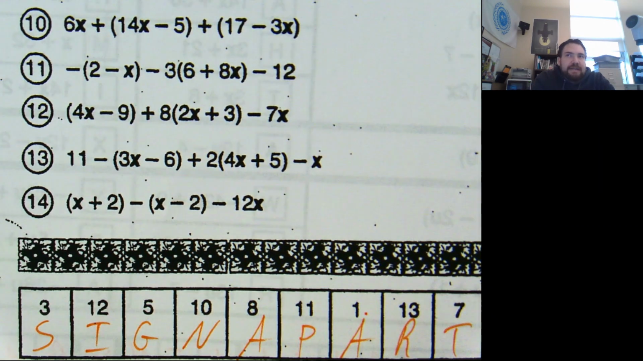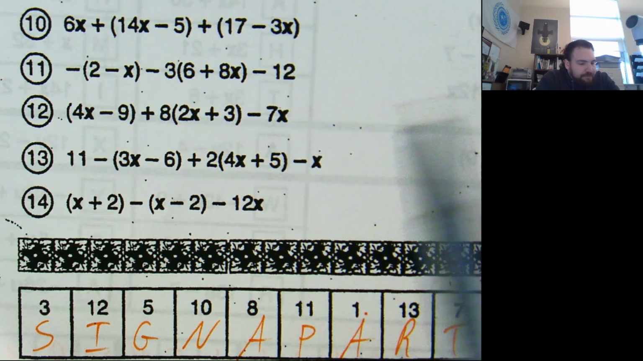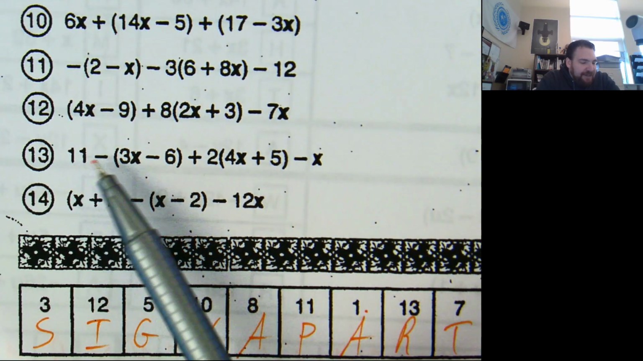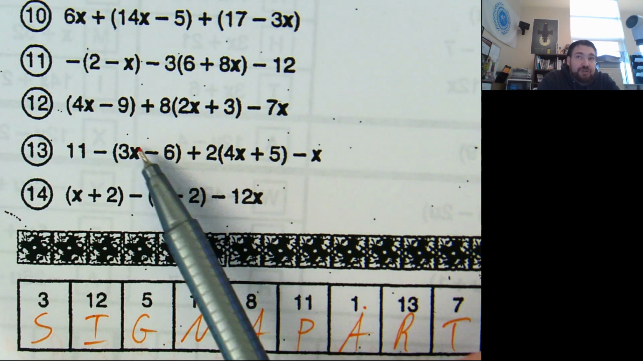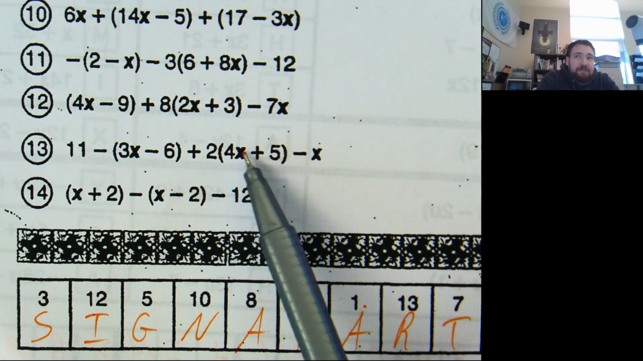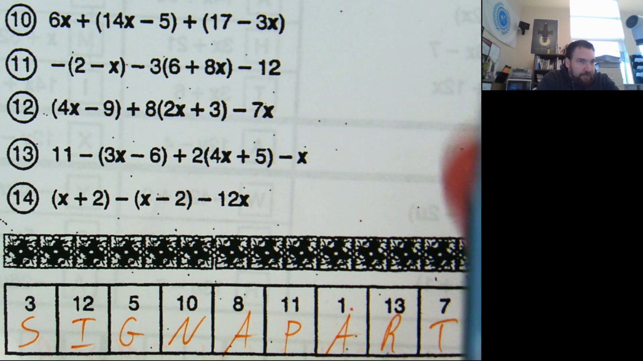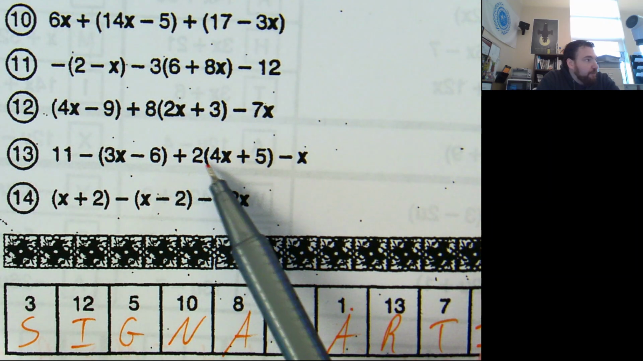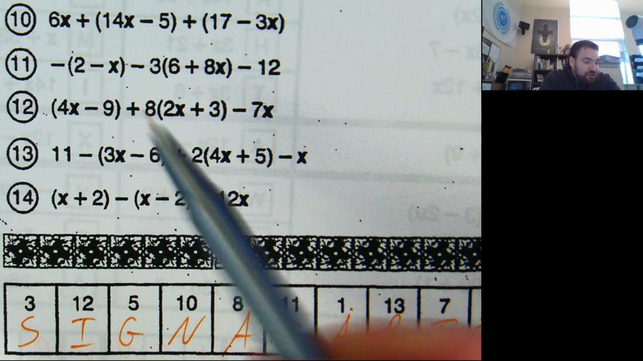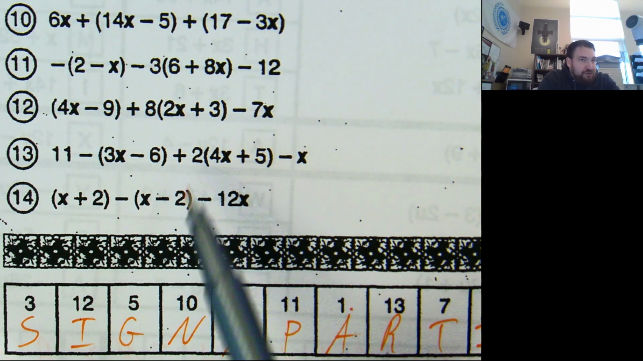Now, we want to be careful how we approach things like this. What we've got here is 11 minus bracket 3x minus 6, so we're subtracting this entire polynomial, plus 2 times bracket 4x plus 5 minus x. That's what's going on here. When there's nothing written between the 2 and the bracket, it means you're multiplying. When there's a minus sign out front, we're going to distribute it. And when we're multiplying, we distribute as well.